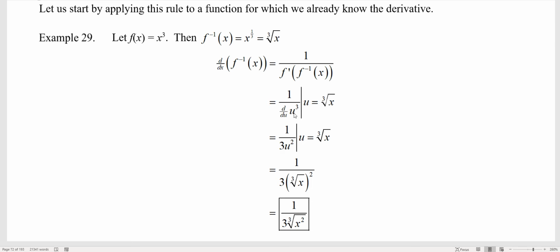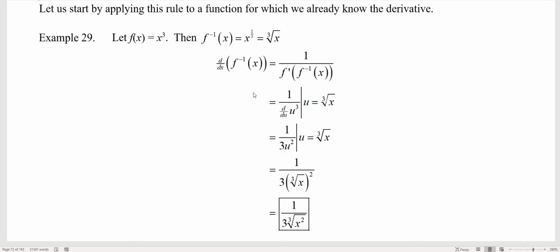So think of that as a substitution. U to the third, do the derivative with respect to u, but then evaluate the whole thing at u equals the cube root of x, or x to the 1/3. Well, the derivative of u to the third is 3u squared. Now put in the cube root of x. This is x, well, you can write it this way, 1 over 3 times the cube root of x squared. We also could rewrite that as a power function.